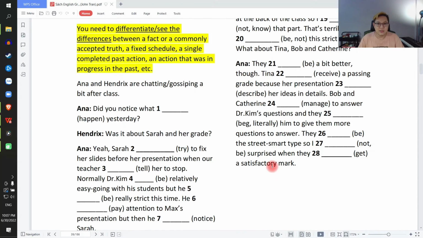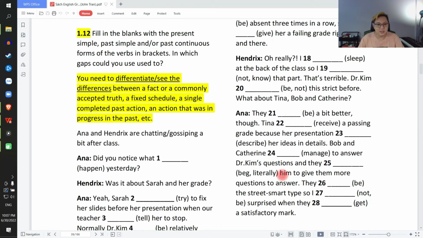Okay, so let's repeat after me, okay? Try to practice the pronunciation. Okay, bây giờ luyện phát âm nè.